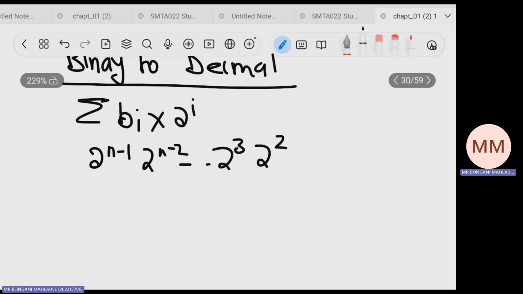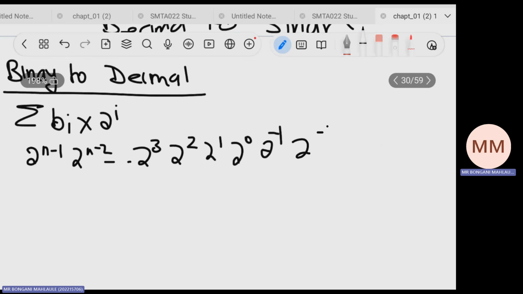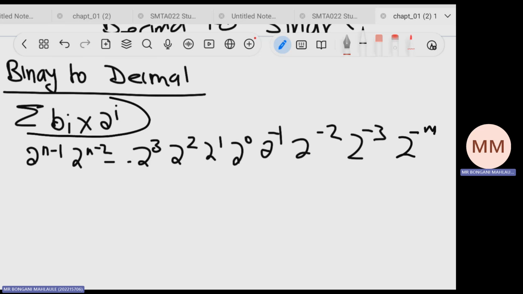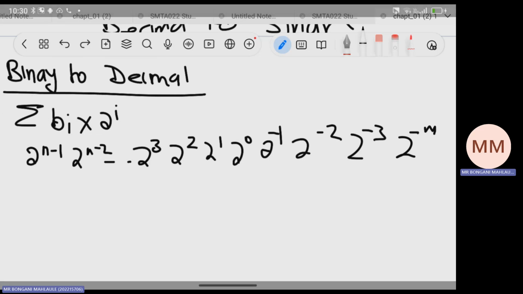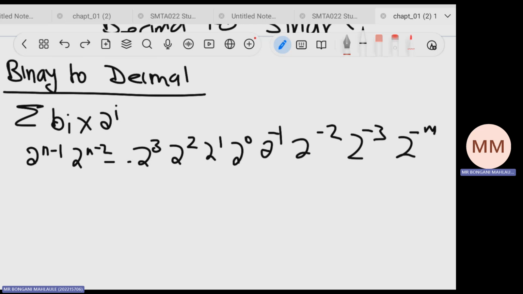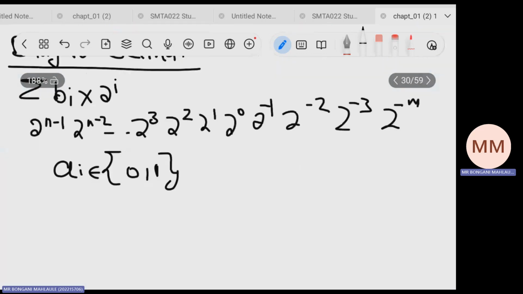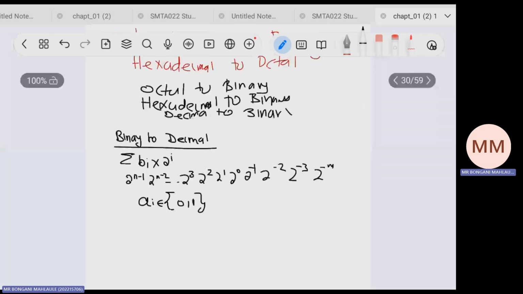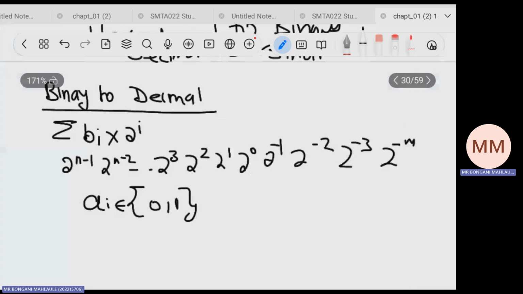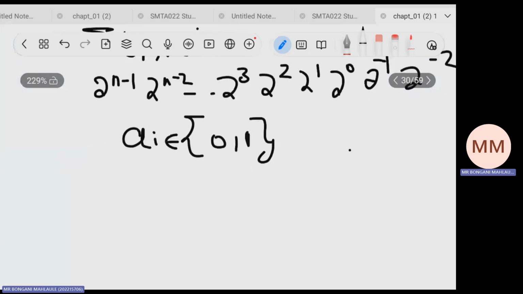This is just how we actually got this formula, the description of that formula, where a is an element of zeros and ones. We know that we're talking about zeros and ones. So now let's do an example. I want us to actually do an example. We are converting from binary to decimal.